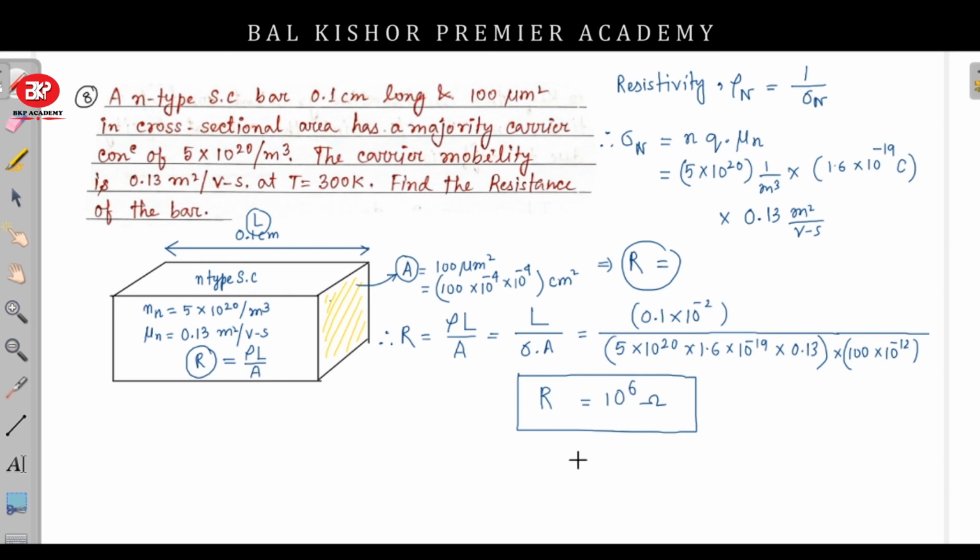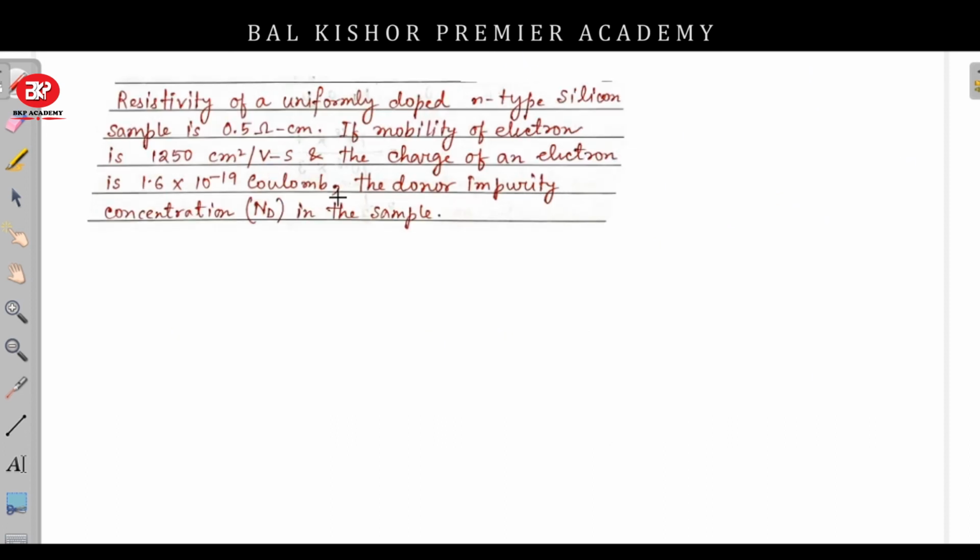Now let us move to the next question. So in the next question you can see that, this is the ninth question. The resistivity of a uniformly doped n-type semiconductor sample is given as this.